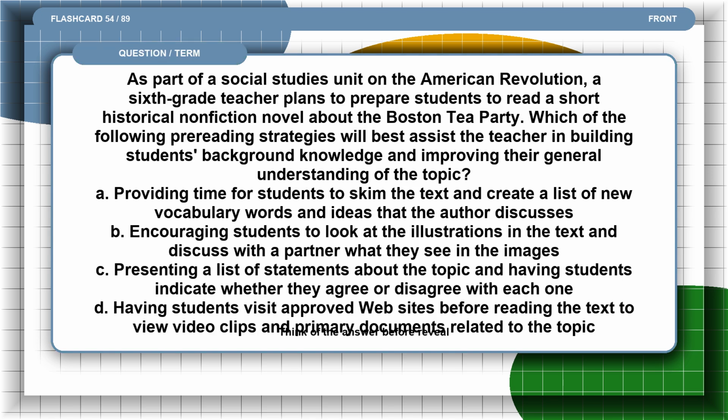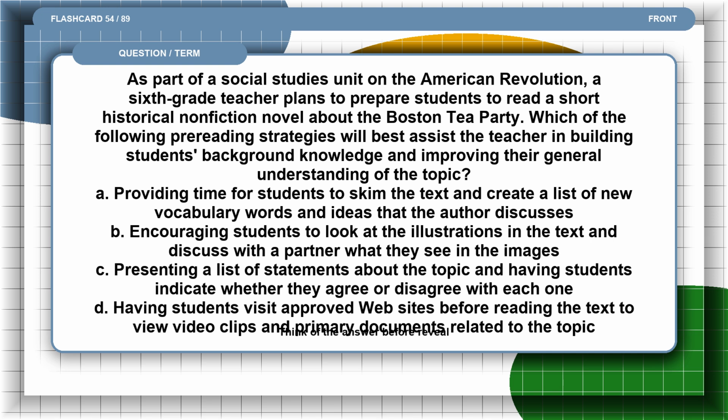Flashcard 54. As part of a social studies unit on the American Revolution, a sixth-grade teacher plans to prepare students to read a short historical non-fiction novel about the Boston Tea Party. Which of the following pre-reading strategies will best assist the teacher in building students' background knowledge and improving their general understanding of the topic? A.